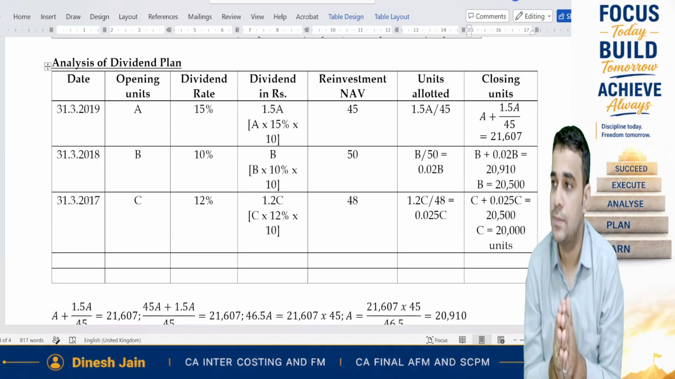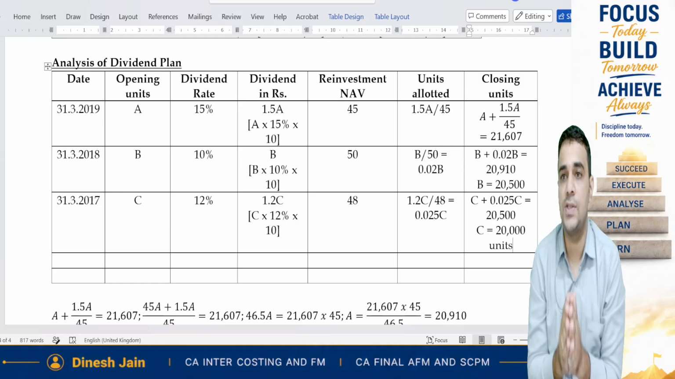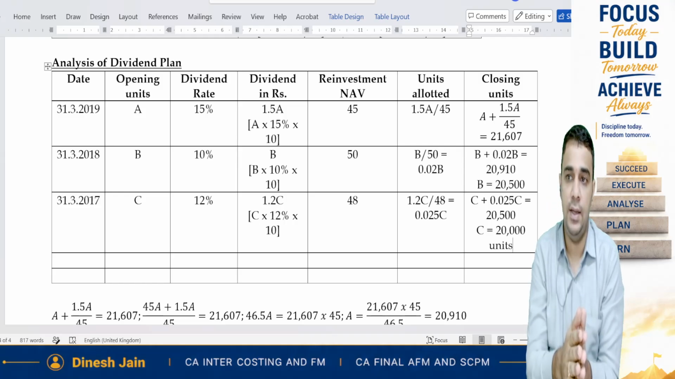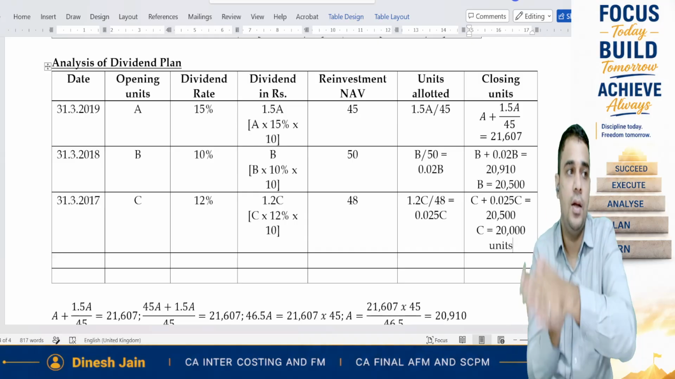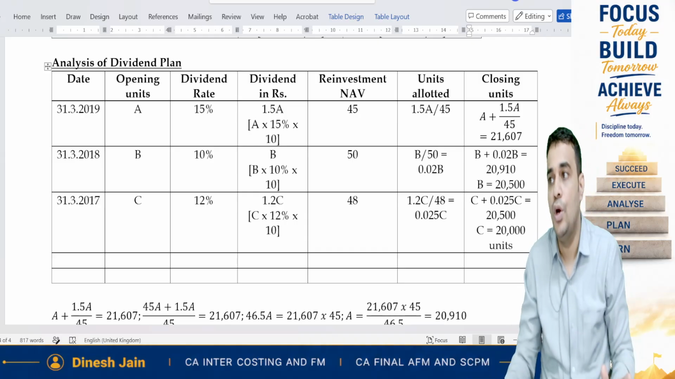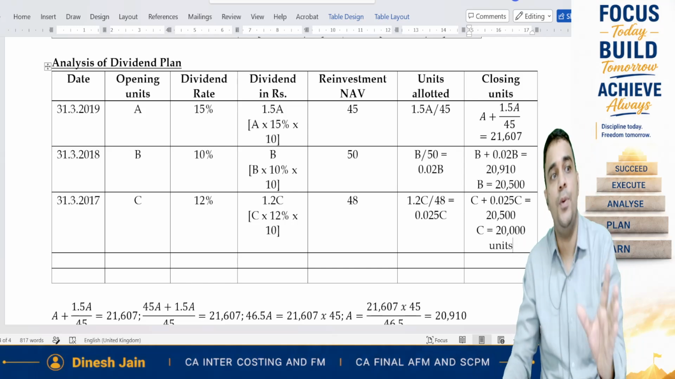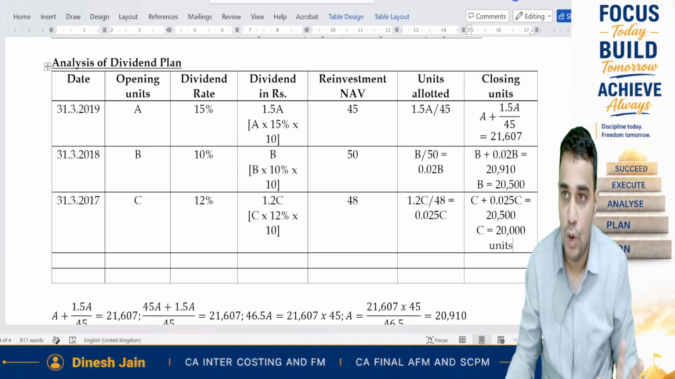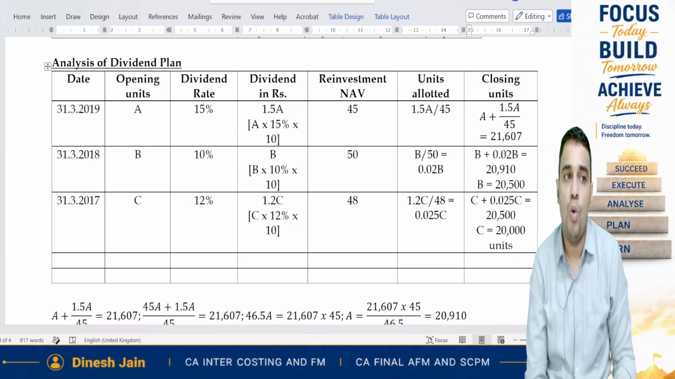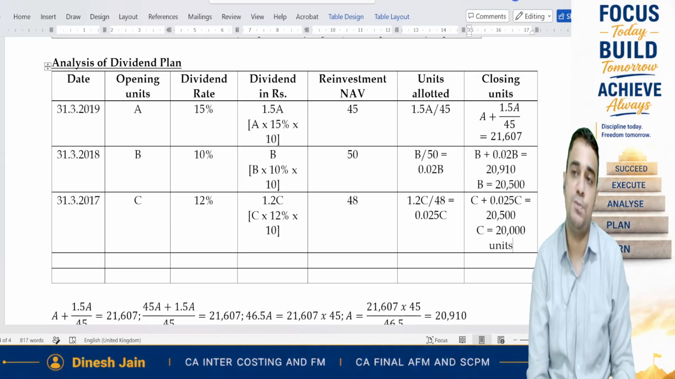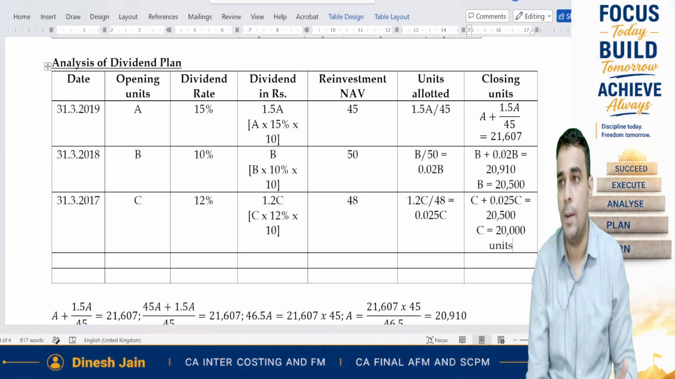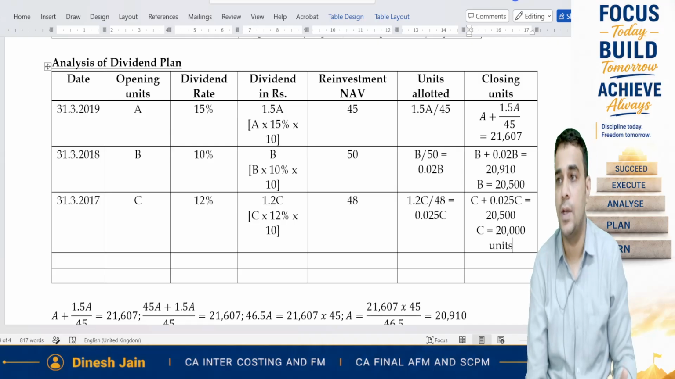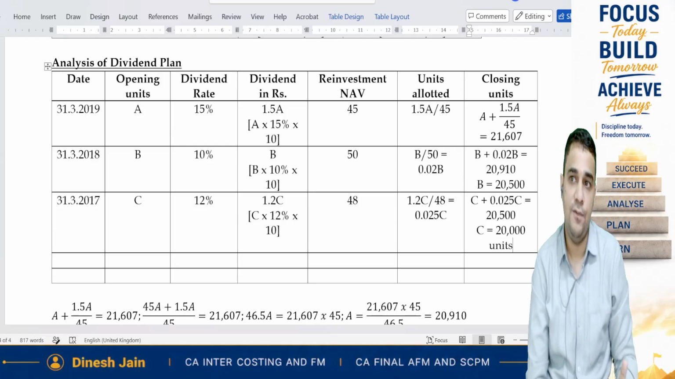Any doubts in this? Our approach has always been to start with 20, end with 21,607. The institute says no: start with 21, get back to 20, and 20 opening units into opening NAV is the investment. Opening units into the opening NAV is the investment made. Any doubts on this 20,000 number? Able to understand this? Can we proceed?